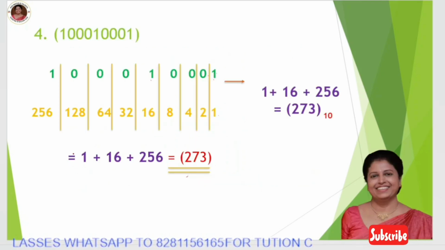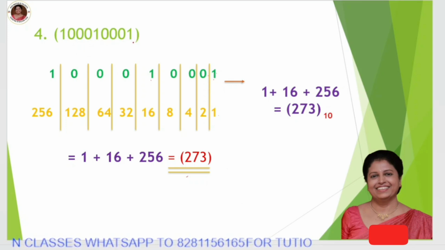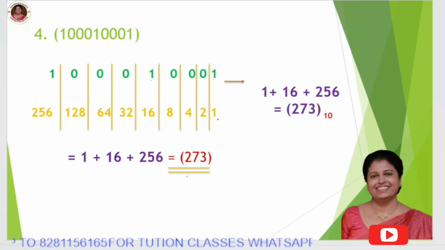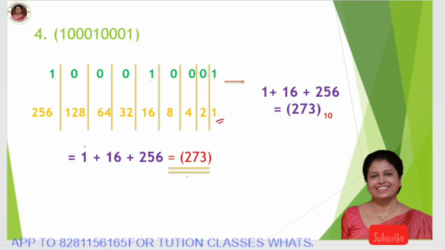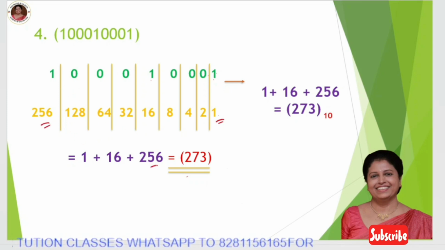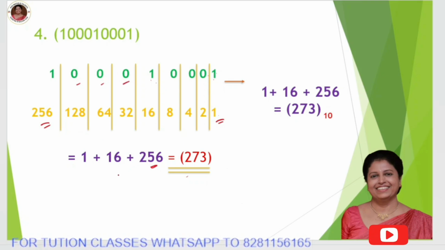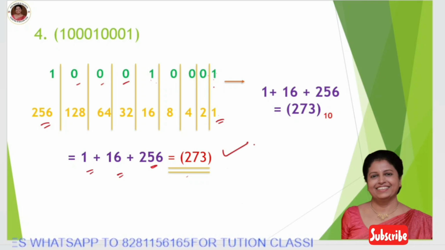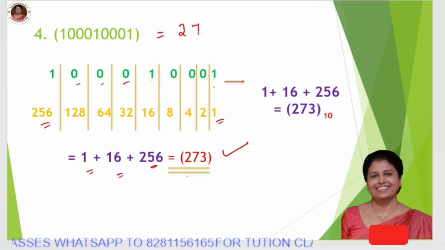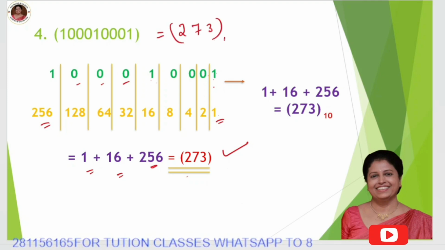Then come to the next question. 1000100001. We have written like this, and we have written the positional values here. Then we can multiply. So this is 256 plus 0, 0, 0, then here it is 16 plus again zeros, then 1. The sum of it is 273. That means this number is equivalent to 273 to the base 10.